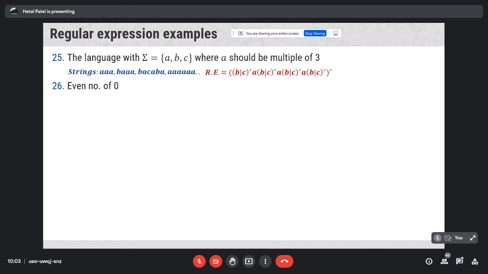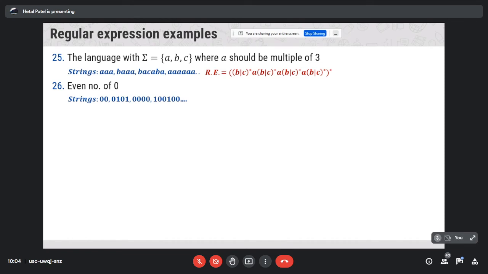Now, even number of 0. That's a multiple of 2. Okay, same language, represented in a different way, right? The previous one was a language of multiples of 3, here it is given as even number of 0. What is the meaning of this? Double 0. So every time your 0 must be in the form of 2, 4, 6, like this way. So it's a multiple of 2.